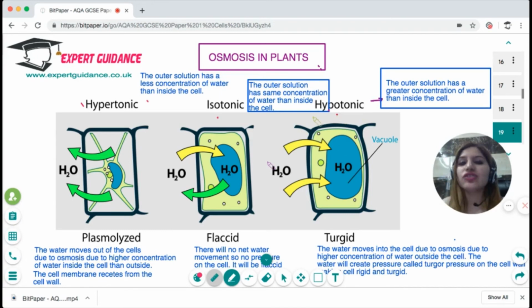And isotonic is a solution which has the same concentration of water in and out. So if we place a plant cell in a hypertonic solution, what happens? The outer solution has less water, so the water from the cell will move out of the plant cell by osmosis. The plant cell will shrink and recede or move away from the cell wall. This is known as plasmolysis.